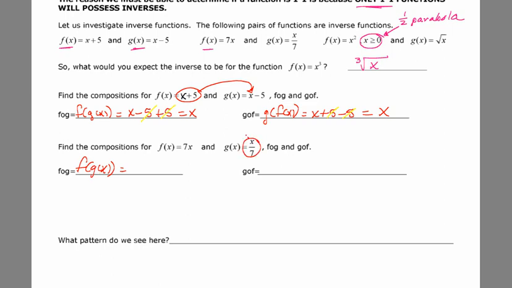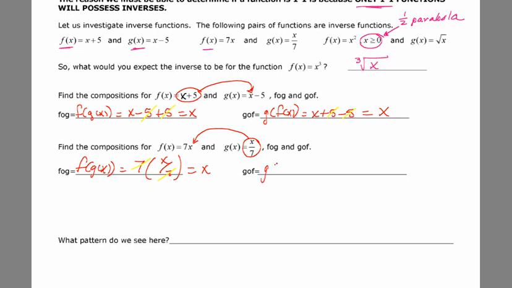So we'll pick up the G function and put it inside the F. So instead of 7x, it's going to be 7 times x over 7. Anything cancels? Yeah, two 7's cancel. I'm left with x. I'm just noticing a pattern here. The compositions of a function and its inverse will always be x.